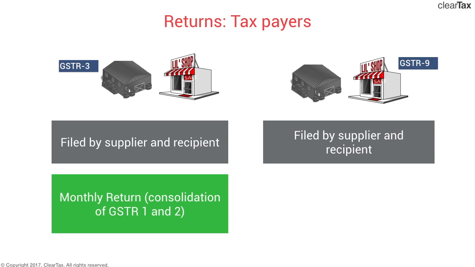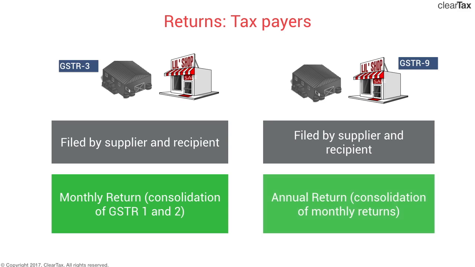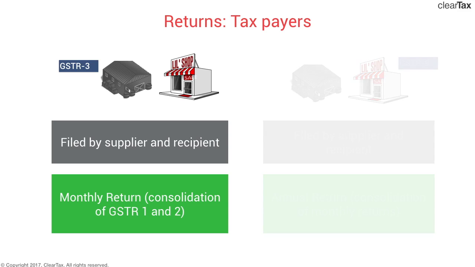One more form that these taxpayers have to file, GSTR-9. This is also filed by supplier and recipient. It's an annual return, which is again a consolidation of the 12 monthly returns. Let's first check out GSTR-3, the monthly return.